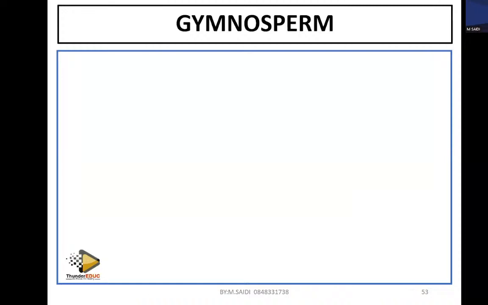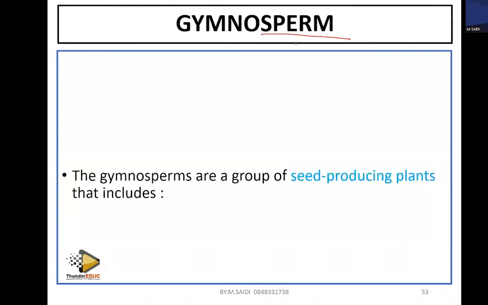That's why we say that gymnosperm and angiosperm, they belong to a group of plants called spermatophyta. Why? Because they have the sperms. Gymnosperm, angiosperm. Therefore, they belong to a group of plants called spermatophyta. They can produce seeds.